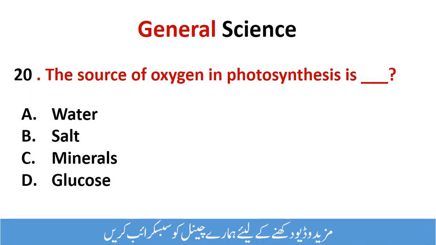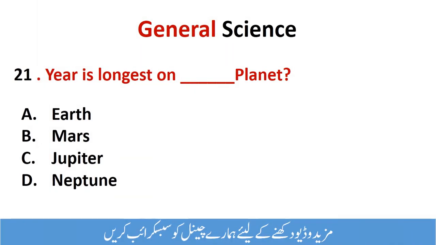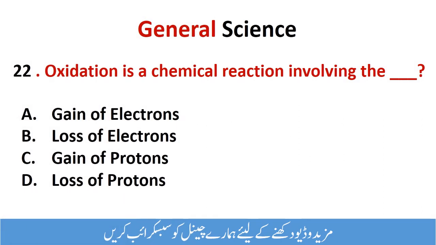Next question: The source of oxygen in photosynthesis is dash. The correct option is option A. Next question: The year is the longest on dash planet. The correct option is option D. Oxidation is a chemical reaction involving the dash. The correct option is option B.